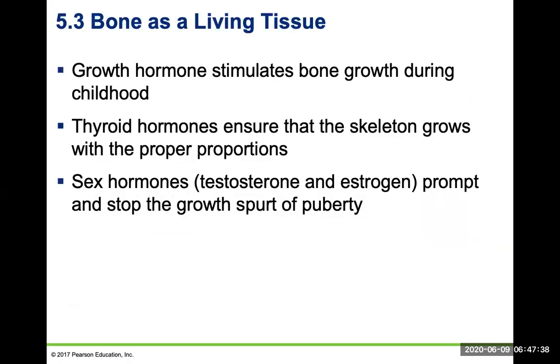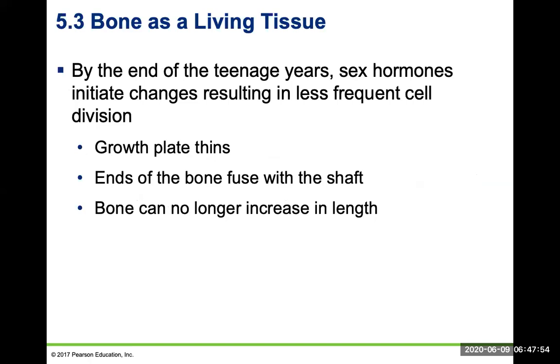Growth hormone stimulates bone growth during childhood. Thyroid hormones also ensure that the skeleton grows with proper proportions, and sex hormones such as testosterone and estrogen prompt and stop the growth spurt of puberty. By the end of your teenage years, your sex hormones initiate changes resulting in less frequent cell division.